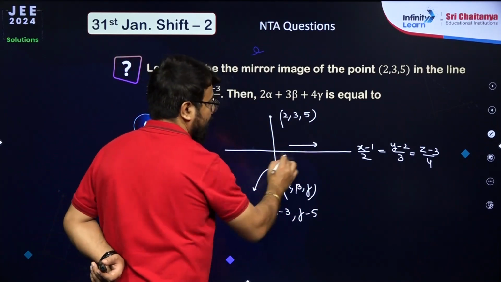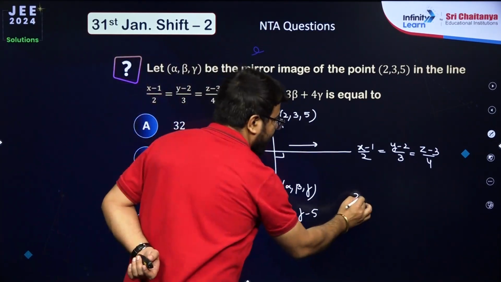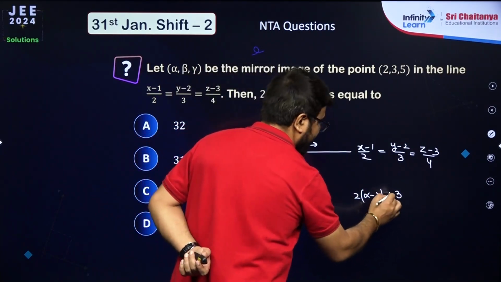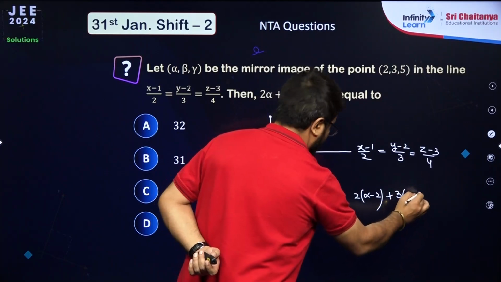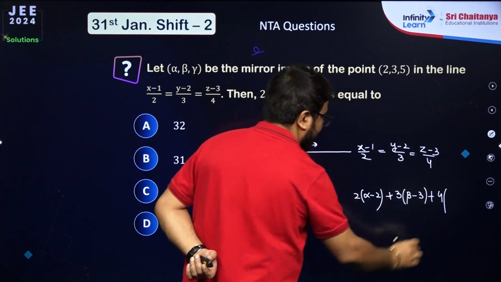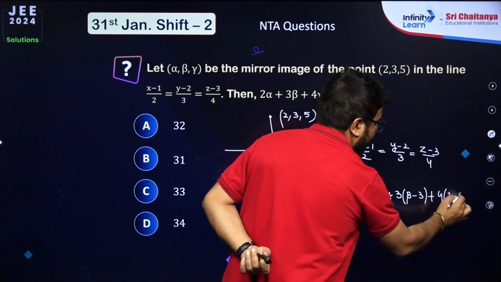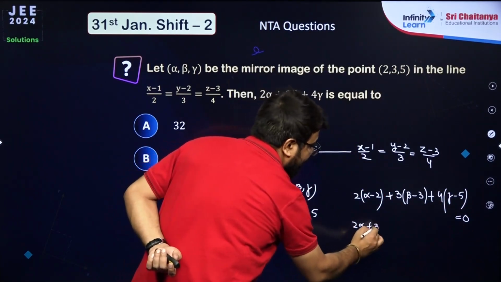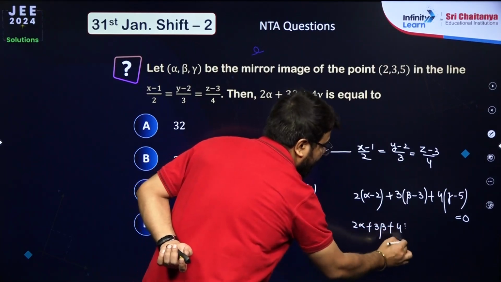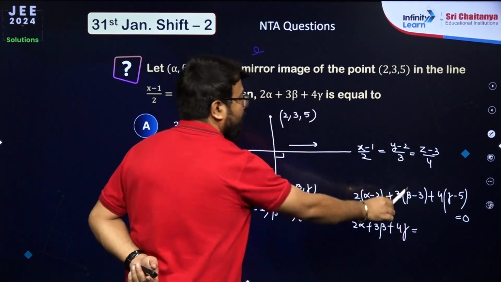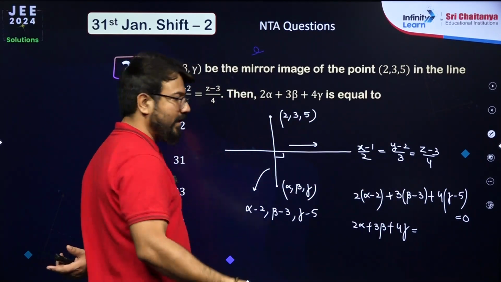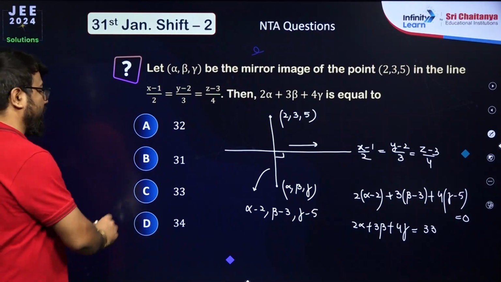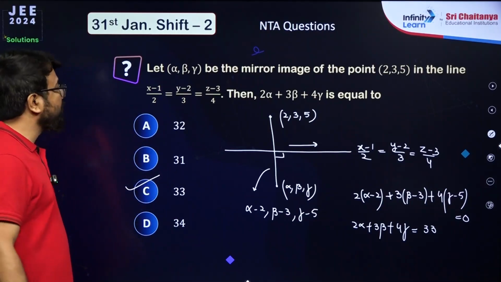So this vector will become alpha minus 2, beta minus 3 and gamma minus 5. And this vector, both are at 90 degrees. So their dot product, 2 times (alpha minus 2), 3 times (beta minus 3) and 4 times (gamma minus 5), should be 0. In this way, we got 2 alpha plus 3 beta plus 4 gamma equals 4 plus 9, 13, and 13 plus 20 will become 33. So 2 alpha plus 3 beta plus 4 gamma will be 33. Option C will be the final answer.